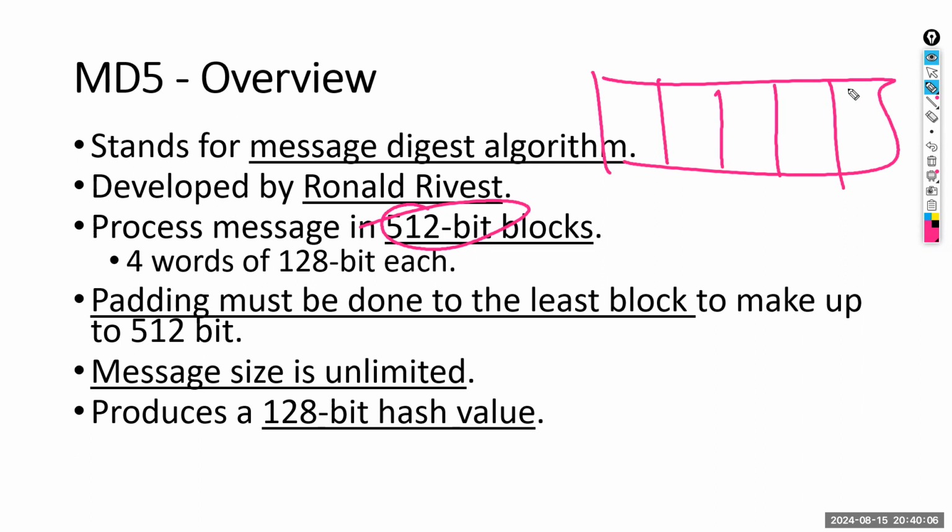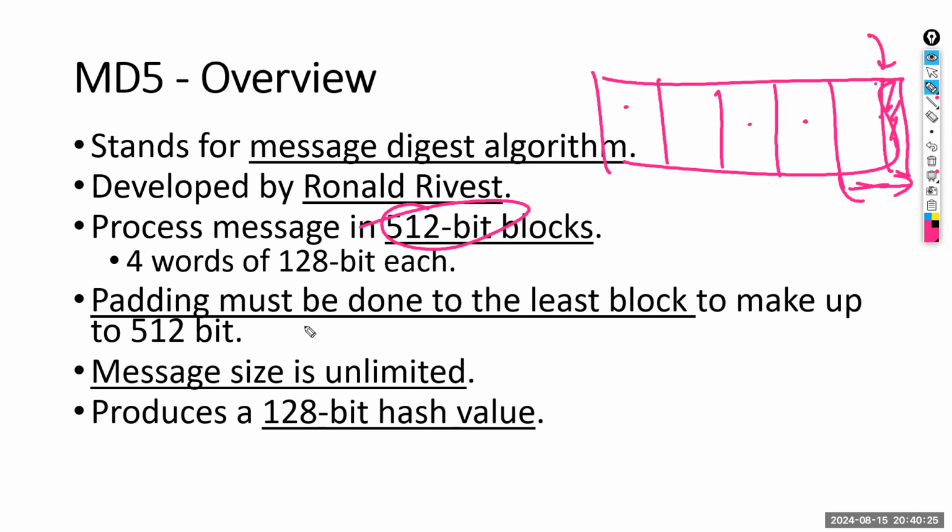So obviously, your last block may not be 512, because the content may not divide evenly into 512-bit blocks. So then it needs to add some additional content to make it 512, because only then can it process it as 512 blocks. So that is called padding.